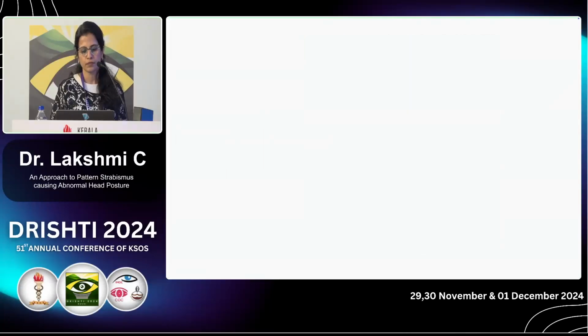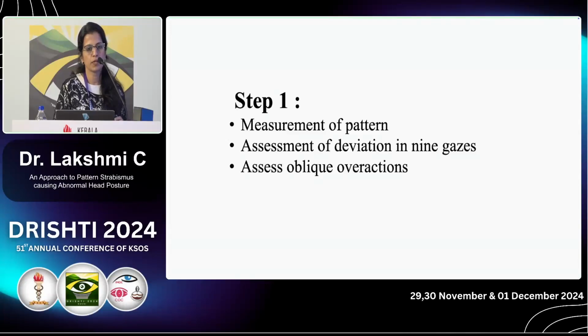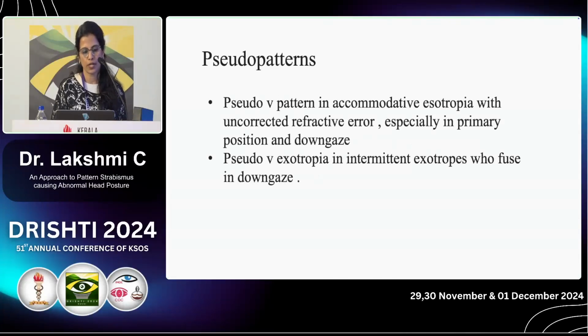So far said, we come to the first step of measurement of pattern. So the pattern strabismus head posture is important in 2 aspects. One is a pattern strabismus can cause a head posture, and the second thing is when we are measuring a pattern strabismus, if we don't correct the head posture and the patient is keeping a head posture, our measurements might go wrong. So measurement of pattern is of utmost importance. We need to measure the patient in 9 positions of gaze and find out which muscle is overacting to find out oblique overactions. Keep in mind pseudo patterns where we get V pattern, which is not actually a V pattern, it's due to an uncorrected accommodative esotropia, and a pseudo V pattern exotropia in intermittent exotropes who fuse in down gaze.